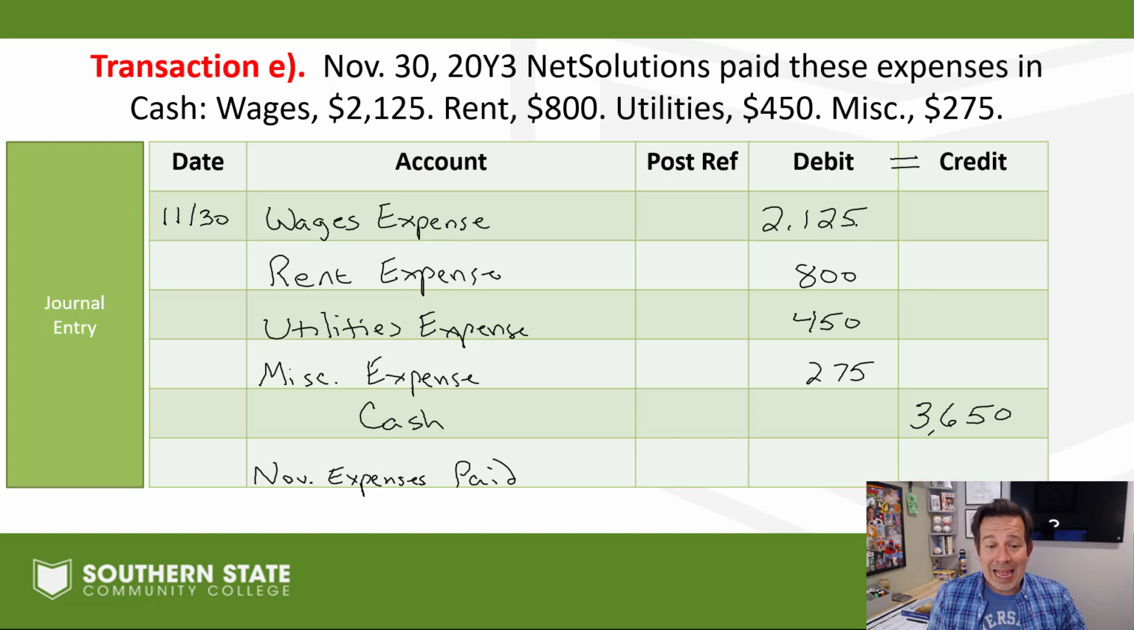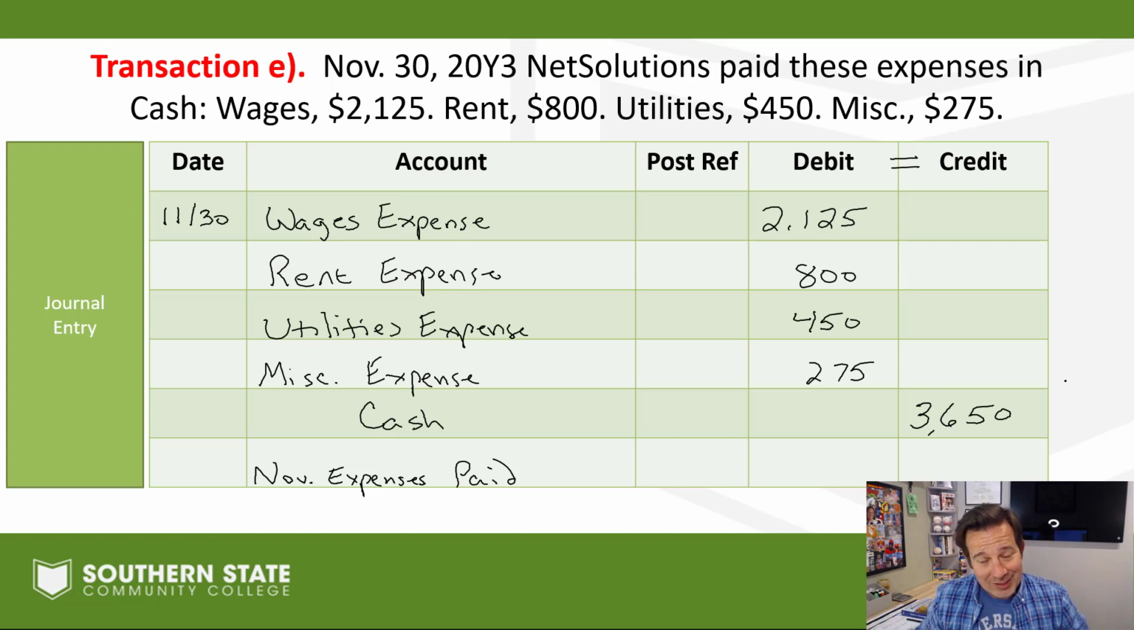I had to add up my debits here. I added up 2125, 800, 450, and 275. And that gave me $3,650. That's the amount of cash that went out the door. So we have to balance in dollar amount. Debits have to equal credits in dollar amount, and they absolutely do in my entry.